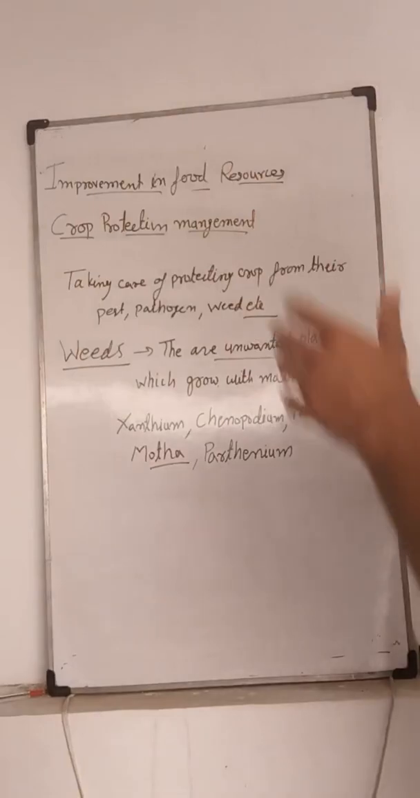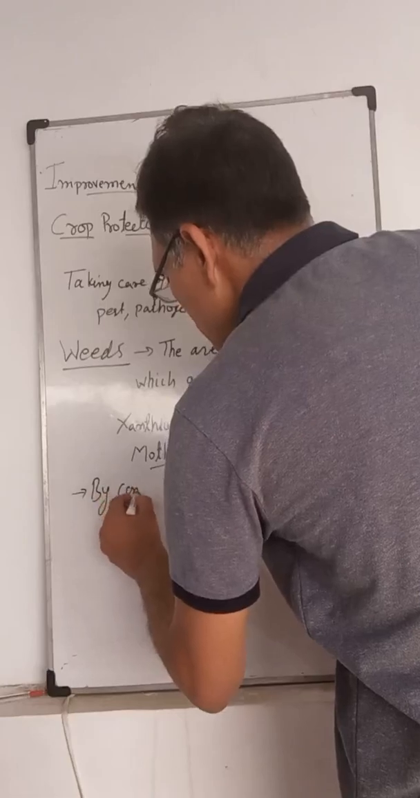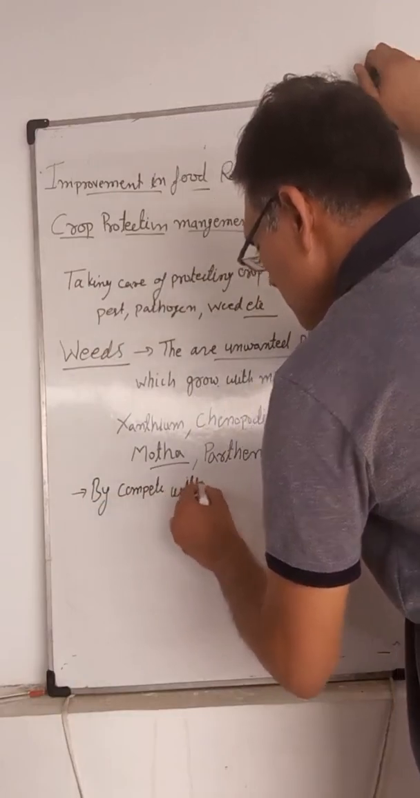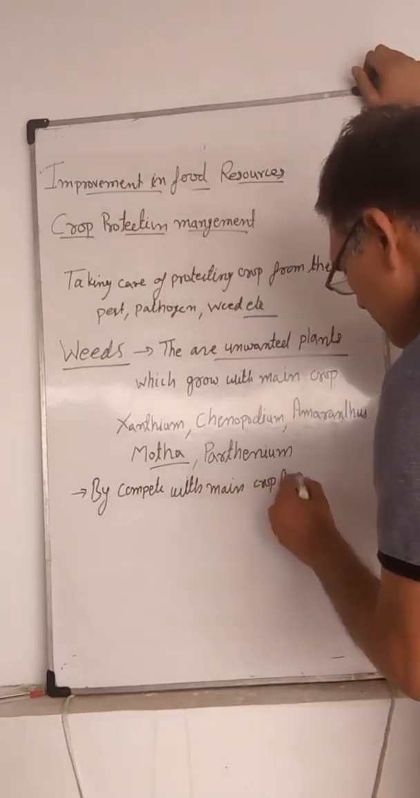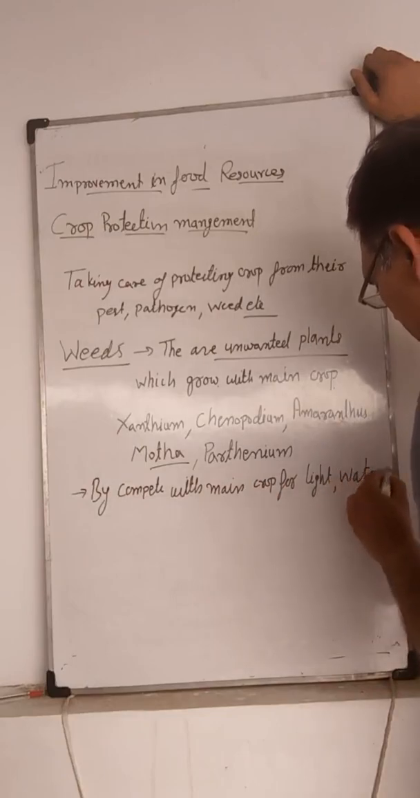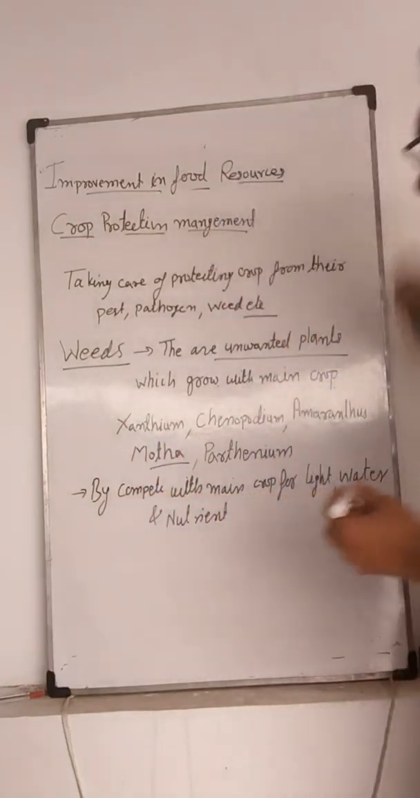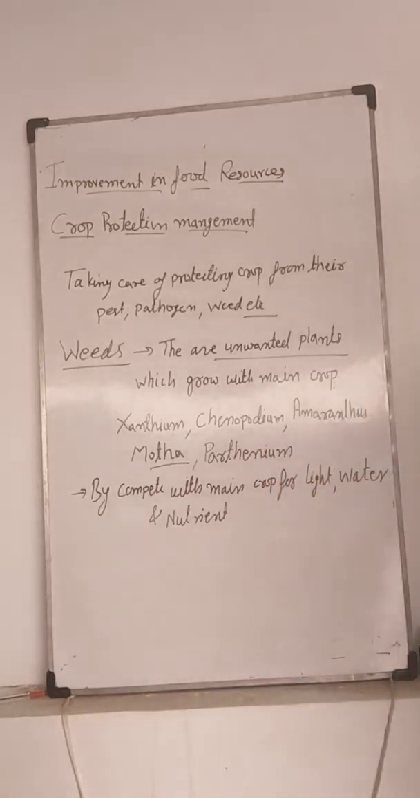And how do they harm the crops? By competing with the main crop for light, water and nutrients. These weeds compete with the main crop for light, water and other nutrients, due to which proper growth of the main crop will not be there.